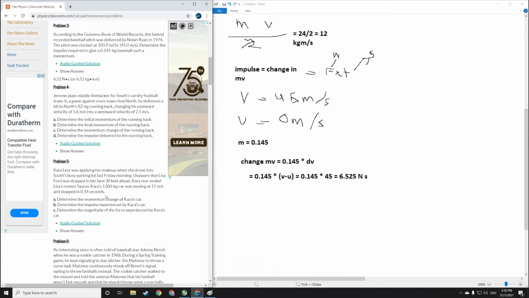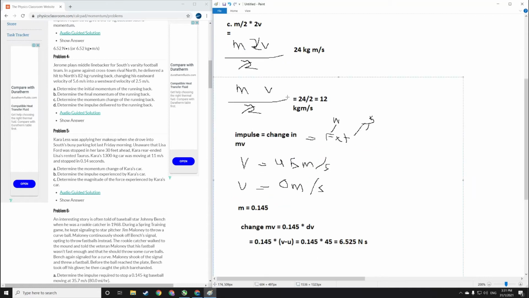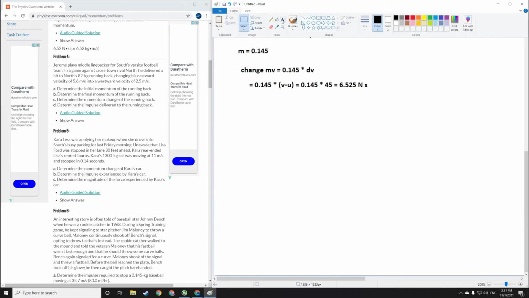Let's try a slightly complicated problem, because now we have to calculate momentum, impulse, and the force. So this one kind of has it all included, right? It's kind of all in one. So this one's going to be a bit more challenging, okay? So let's do this one step at a time.